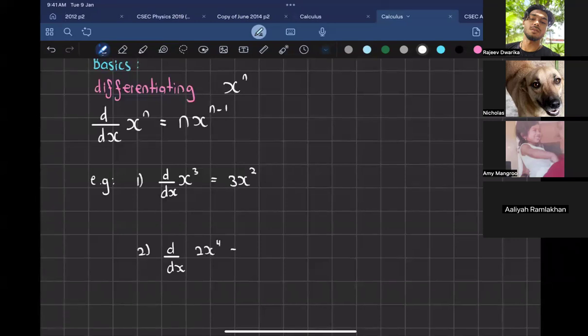All right. How would I do this one? 2x to the power 4. You're multiplying 2x by 4. So correct, that's 8x. And 4 minus 1 is 3. So 8x to the power 3. Nice. Emi, let me know if you catch that.